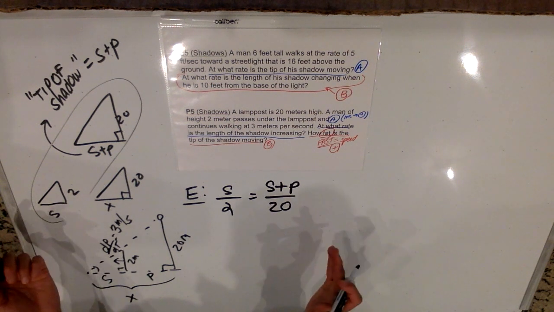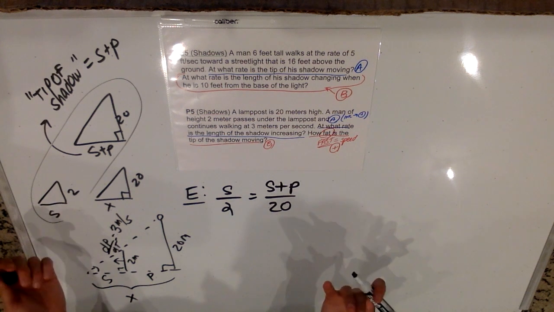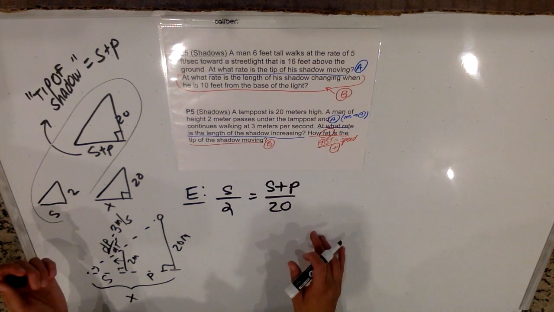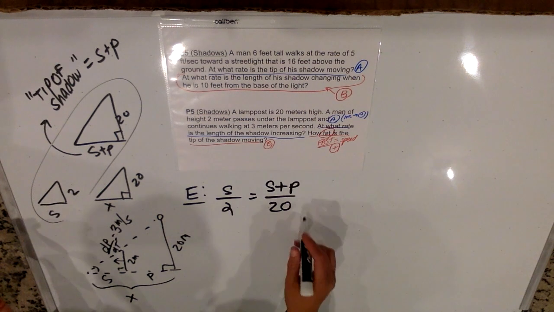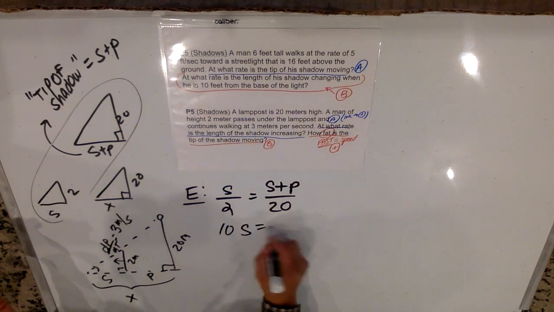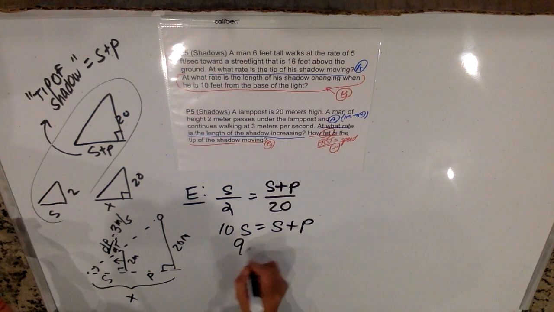I didn't do that before. It probably would have been smarter to do that before, but I didn't do it in E5, and sometimes when you look back, you're like, well, that was stupid. I should have done that in E5. Here, the smart thing to do is multiply the 20 over. If you multiply the 20 over, you're going to get 10s equals s plus p. You get 9s equals p.